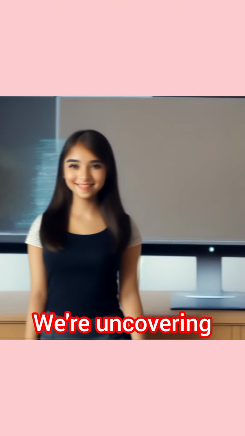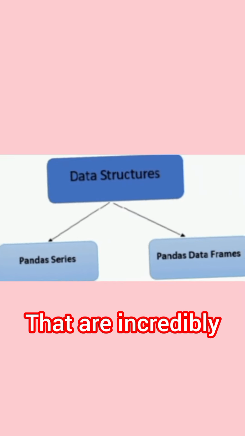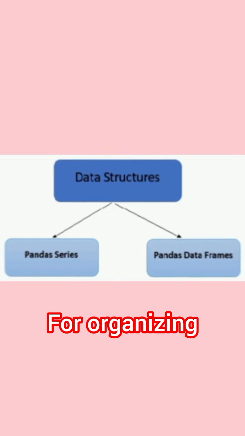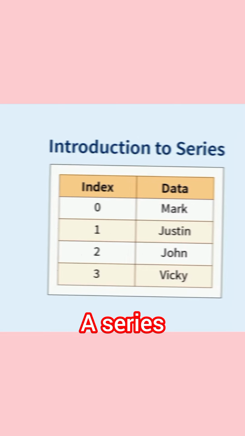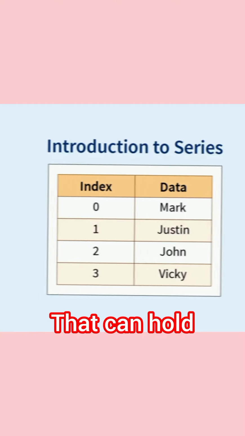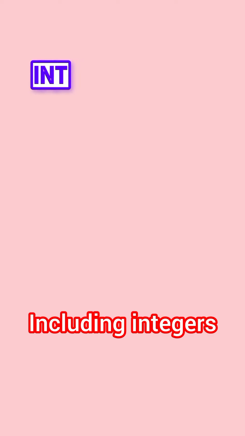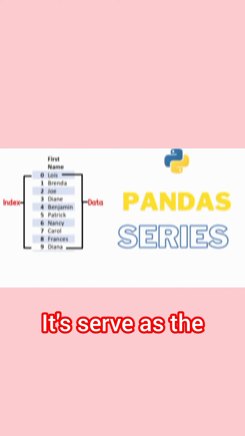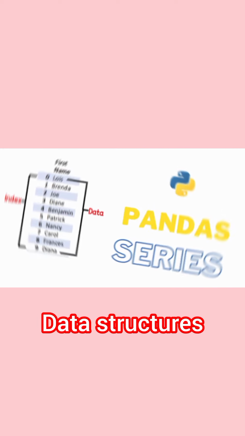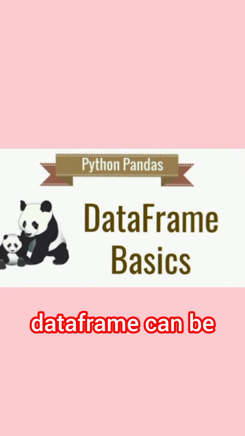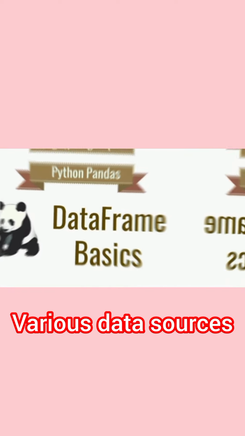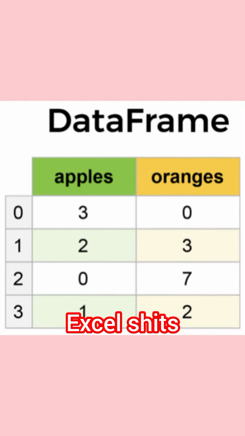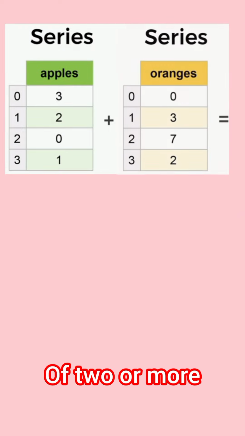And today, we're uncovering the two main components of Pandas, series and DataFrame, that are incredibly versatile and intuitive for organizing and analyzing data. A series is a one-dimensional array-like object that can hold various data types, including integers, floats, strings, and Python objects. It serves as the building block for more complex data structures, like the DataFrame. A DataFrame can be created from various data sources, such as CSV files, Excel sheets, databases, or even dictionaries and lists. It is a combination of two or more series.